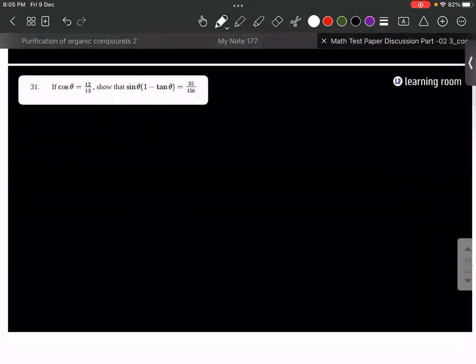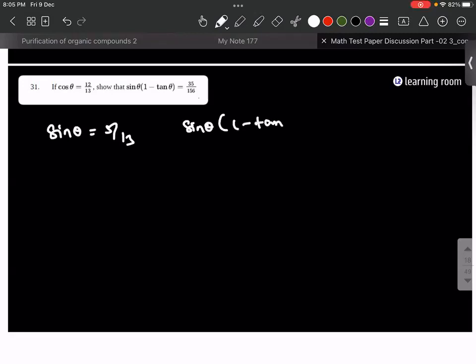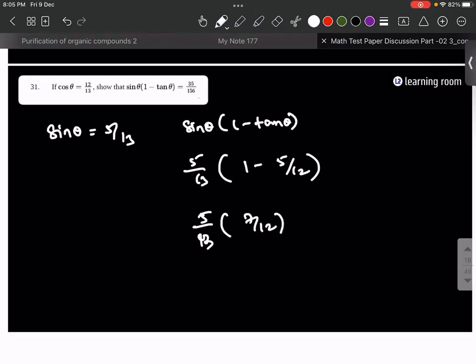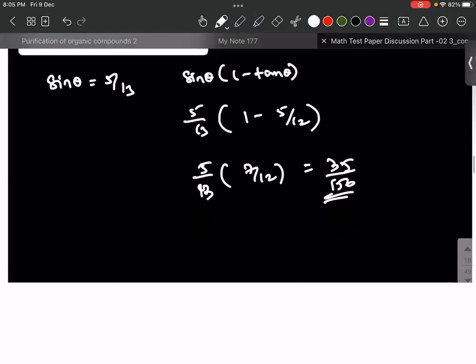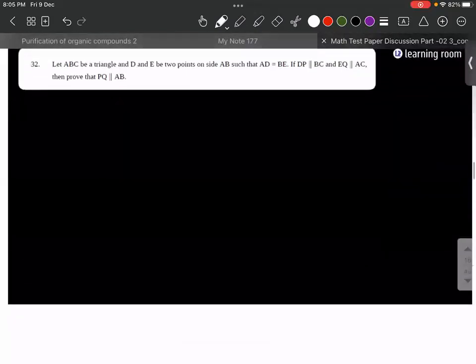Cos theta is 12 by 13, so sin theta will be equal to 5 by 13, and tan theta is 5 by 12. So sin theta into 1 minus tan theta is 5 by 13 into 7 by 12, which is 35 by 156. Is that what they're asking us? Yes, sir. But you have to show the steps clearly, okay?